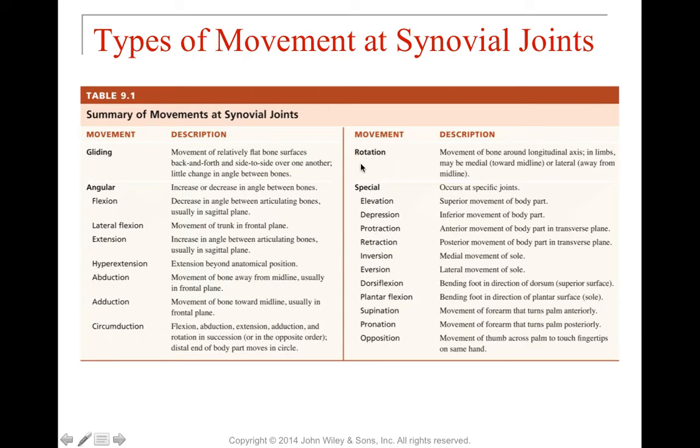Additionally, we can have rotation movement. That basically can be around the longitudinal axis on your limbs, so you can either bring it towards the midline or away from the midline, so you can either have, like I said, medial or lateral rotation. And then we have specialized motion that occurs at specific joints, such as elevation or depression, protraction and retraction. We talked about that with the jaw.